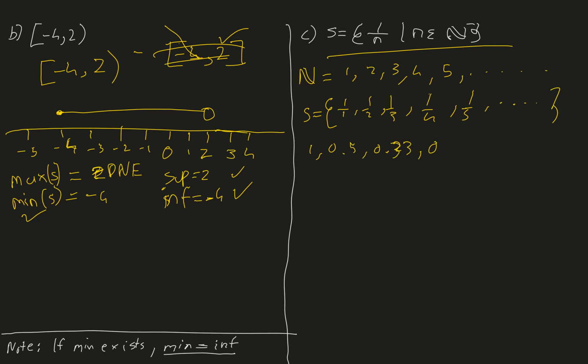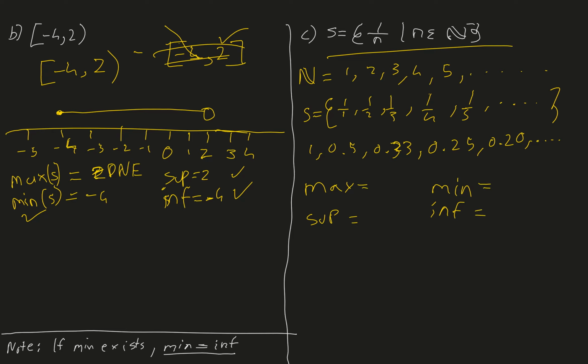0.33, 0.25, 0.20. So they're getting smaller and smaller as you go on and on. So what is the maximum, minimum, the supremum, and the infimum?